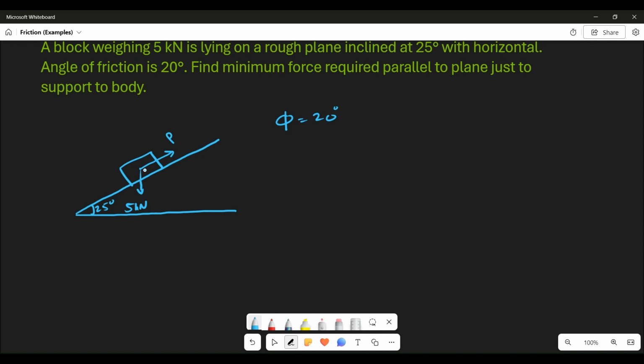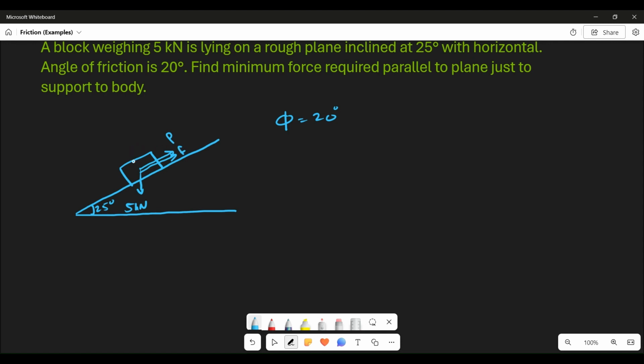Now, when the intended movement is downward, the force F will also act in the upward direction. So in this example, your P and F both are acting in the same direction, both in the upward direction. Remember, F is not always opposite to the P. F is opposite to the motion. Here motion is downward, so F is upwards. And what we need to find out is this force P.